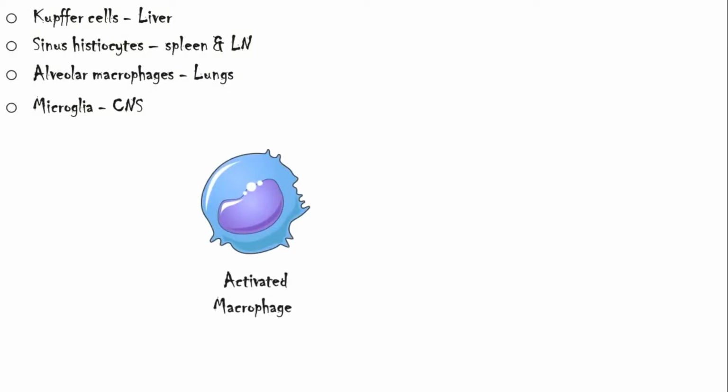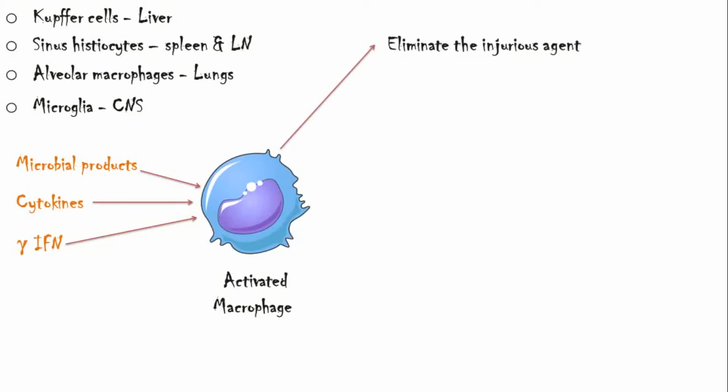The macrophage has to undergo activation in order to elicit its functions. Macrophages can be activated by various types of stimuli, including microbial products, cytokines and gamma interferon, which is secreted by T lymphocytes. The activated macrophage has two major functions: to eliminate the injurious agent and to initiate the repairing process.